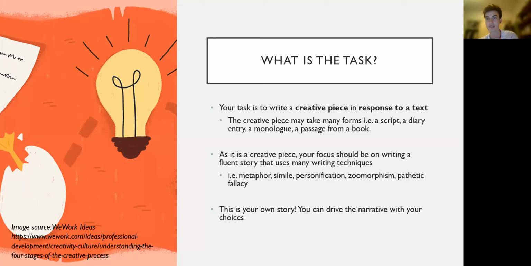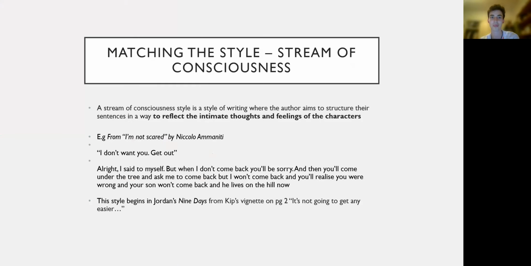Because it's a creative piece, we really want to show as many writing techniques as you can. So I've got a list here: metaphor, simile, personification, zoomorphism, and pathetic fallacy. If you guys are unfamiliar with any of those, you're welcome to comment below, and I'll try to create an explanation, maybe like a short, to explain it. This is your own story. So although you're using the characters from the original text, you can choose and drive the narrative with whatever you want to. So there's a little bit of fun in it, right? You can build your own story.